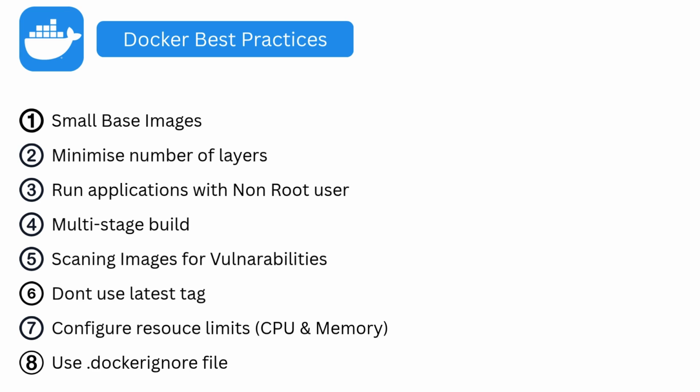The last one is use .dockerignore file, because when we develop applications on popular IDEs, there could be certain files which are specific to IDE. Definitely, we don't need IDE related files inside Docker image. Such files has to be excluded with help of .dockerignore file. These are 8 Docker best practices.